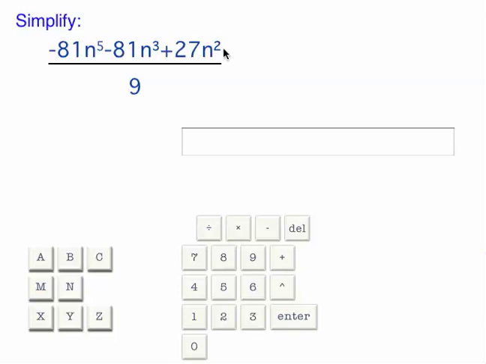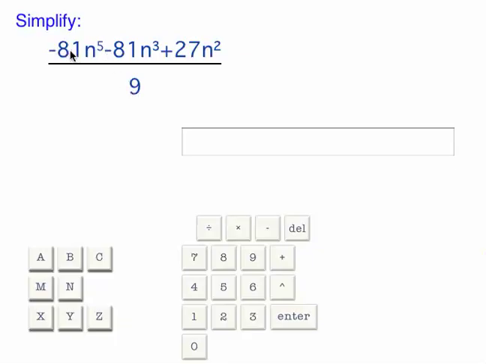All right, we have polynomial division. We have a polynomial, this is a trinomial, divided by a monomial. Okay, it's a very simple monomial, it's just the number 9. So every single term in the trinomial up here is going to be divided by 9.